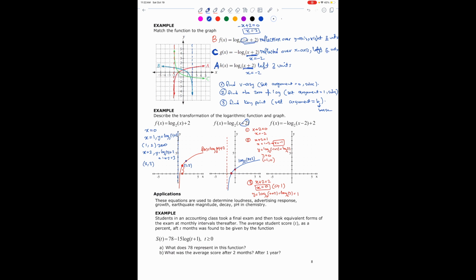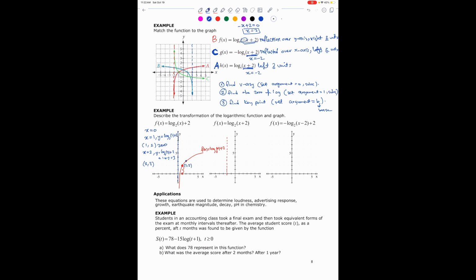Lastly, I will do the 3 steps one more time. Since I don't have space, I need to erase some of my work. Hopefully you took notes.